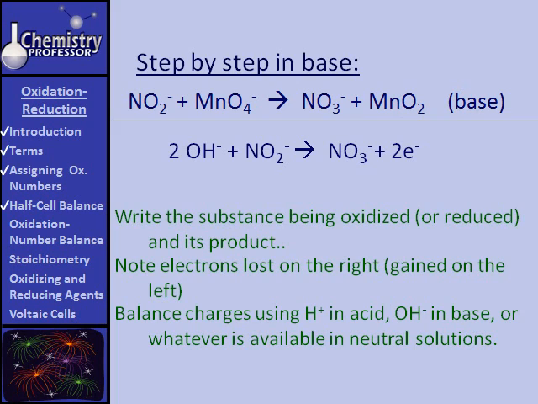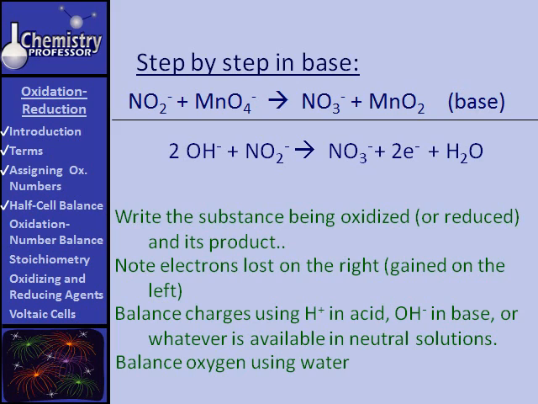All right, what's next? Balance oxygen using water. How many oxygens do you have on the left? Well, let's see. We have 2 from hydroxide and 2 from the nitrite, so that's 4. And how many on the right? We have 3 from the nitrate, so that's 3. Well, so what do we have to have? We have to have 1 more on the right. So here it is. We add a water to do the job.